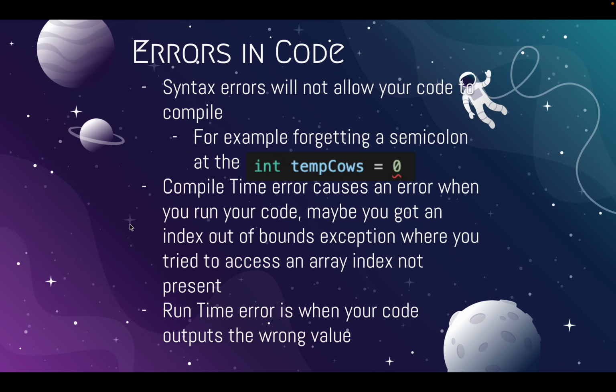So now I'm going to go over some basic errors in code. Syntax errors will not allow your code to compile. For example, if you forget a semicolon, you might see a red dot in your IDE, and that won't allow your program to run. Compile time errors cause an error when you run your code. Maybe in your for loop, which we will go over later, you're accessing an element not in the bounds, so there's no element that exists. That won't cause a syntax error. You can still run it, but as you run it, the compiler will detect an error. And a runtime error is when your code will output the wrong value.